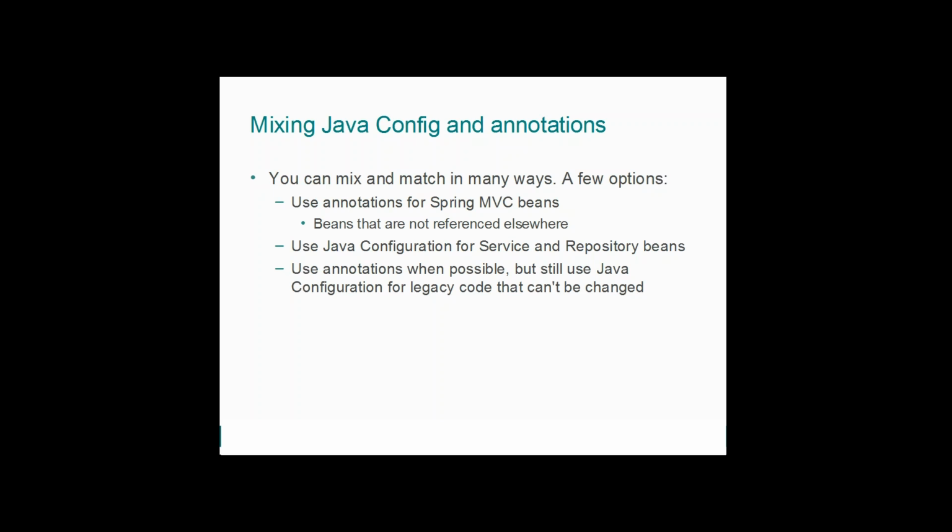Beans that are not referenced elsewhere will get created this way. And it uses Java configuration for service layer and repository layer beans, where you can create all those beans in the Java configuration. It uses annotations when possible, but it still uses Java configuration for the legacy code that cannot be changed, because you cannot add annotations in third-party code. So this way you can choose to do a mix and match. Some components you can choose purely annotations, and for the service and repository layers, you can choose to go for the Java configuration.